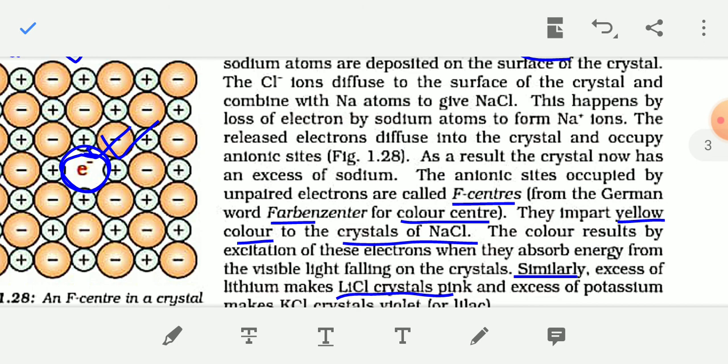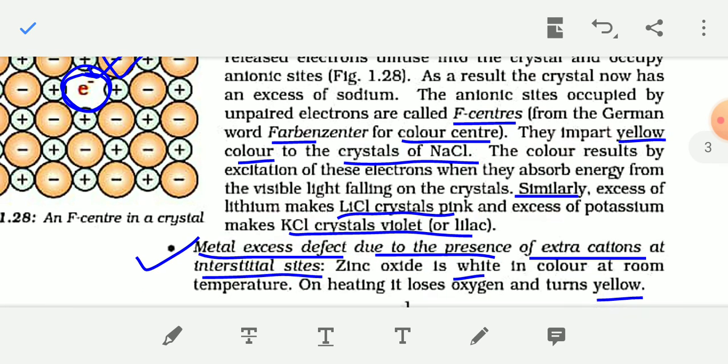Due to the presence of this F center, the sodium chloride crystal imparts a yellow color. The color results from the excitation of these electrons when they absorb energy from the visible light falling on the crystal. Similarly, excess lithium makes lithium chloride crystal pink. Excess potassium makes potassium chloride, that is KCl crystal, violet.